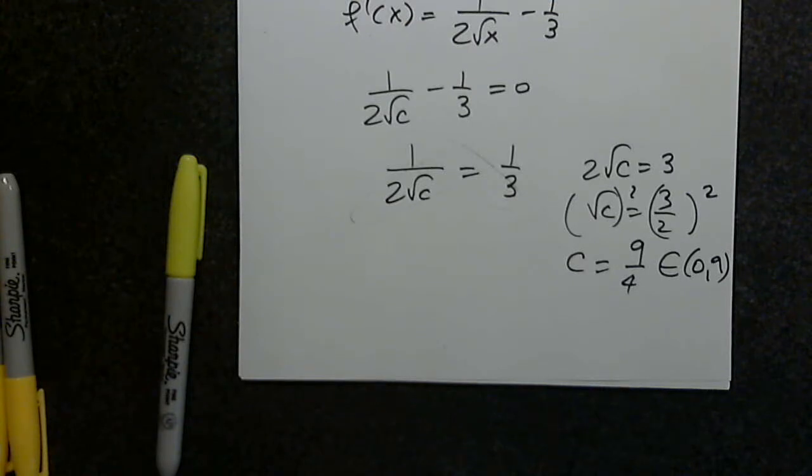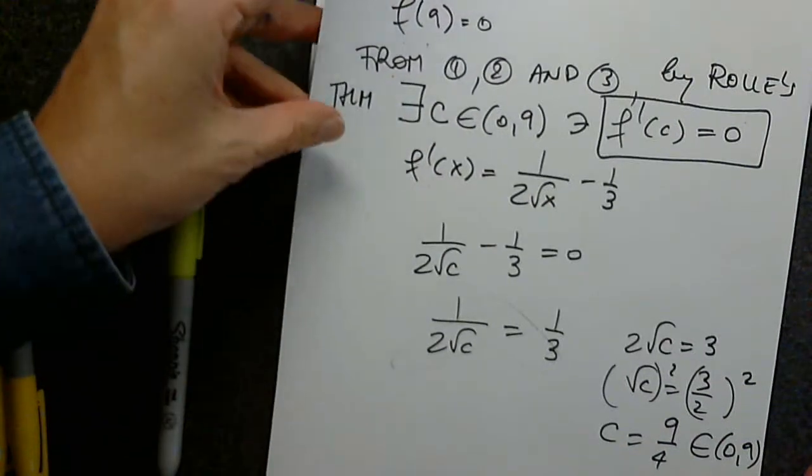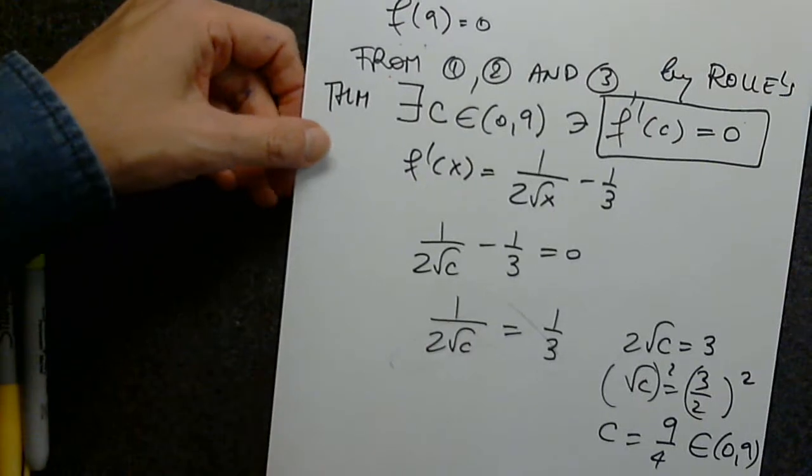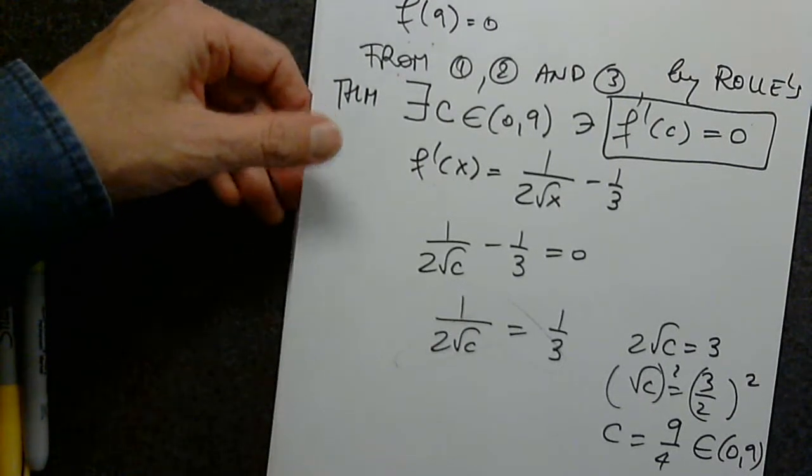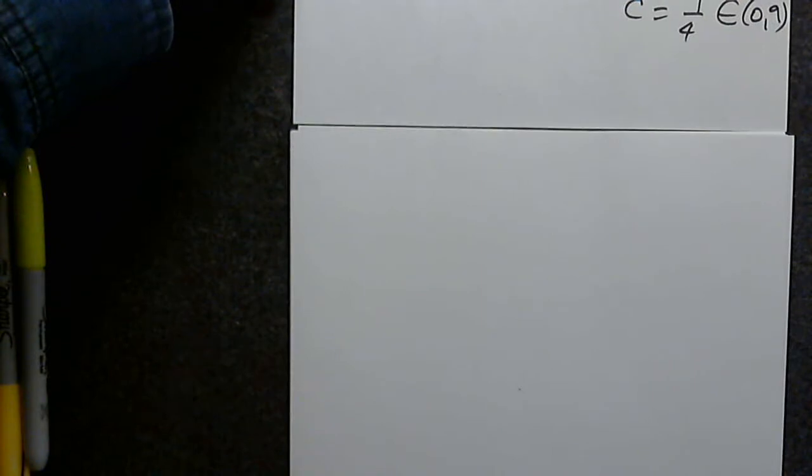So at that point, the function must have a max or a min. And this is valid for any function that fulfills these 3 conditions: continuous on the closed interval, differentiable on the open interval, and starting and ending at the same point. We must have at least one turn. Now, the other theorem is based on Rolle's theorem, has only the first 2 hypotheses. It does not require the third one. And it's called the mean value theorem.